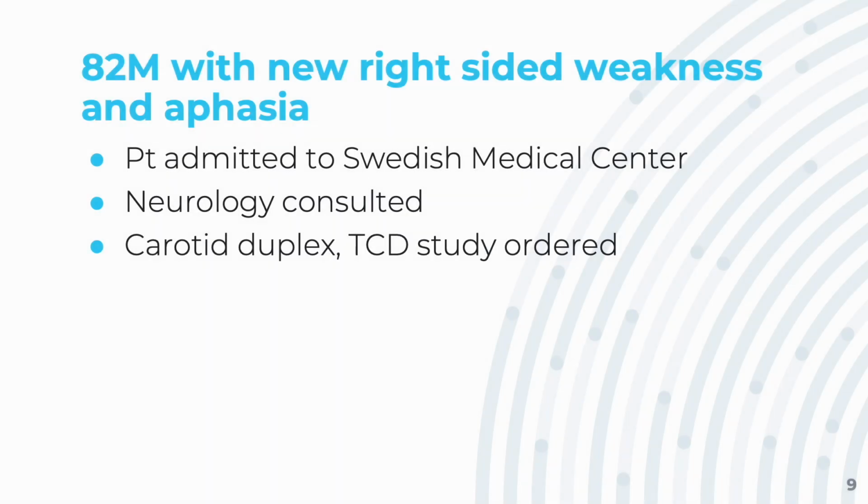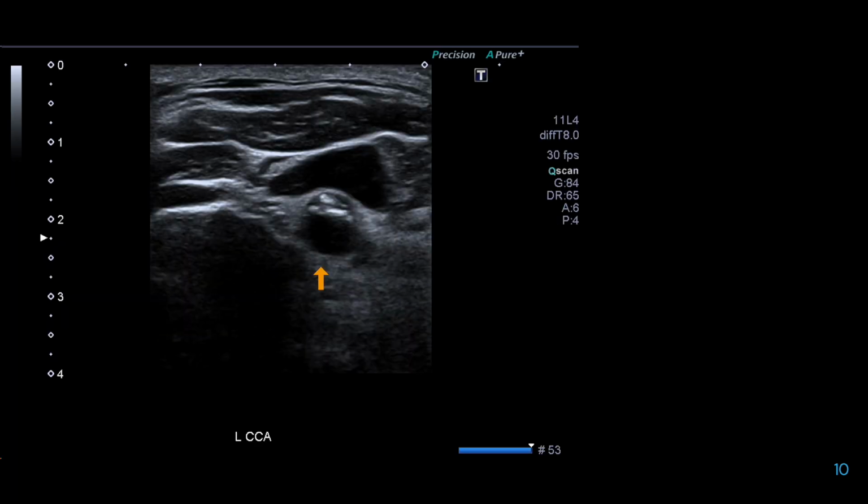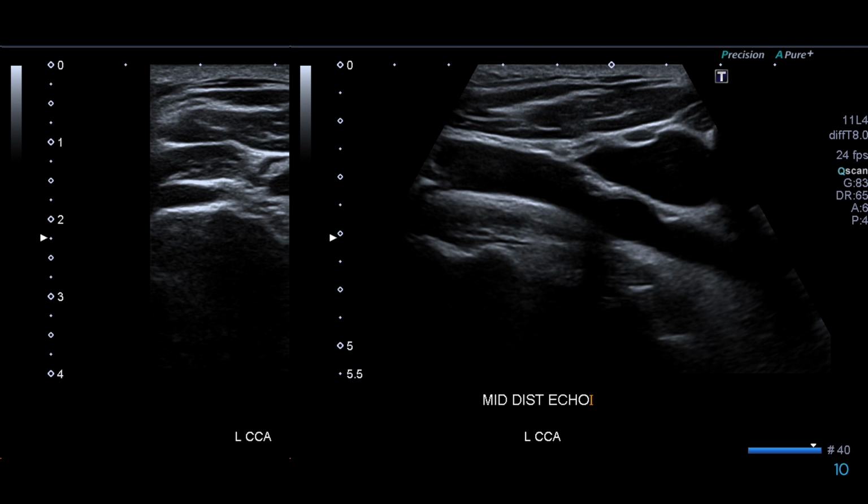The patient was admitted to Swedish Medical Center, neurology was consulted, and a carotid duplex and TCD study were ordered. We're going to focus on this patient's left side of the study since it's clinically relevant. And here is his left common carotid artery. You can see that there is hyperechoic plaque on the axial view and the longitudinal view, and the calcified region is causing an acoustic shadow.